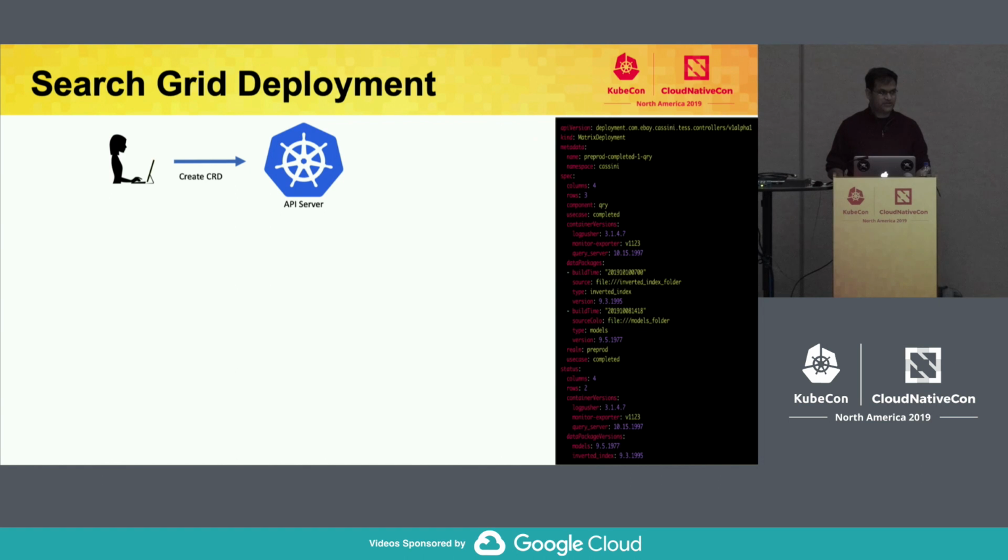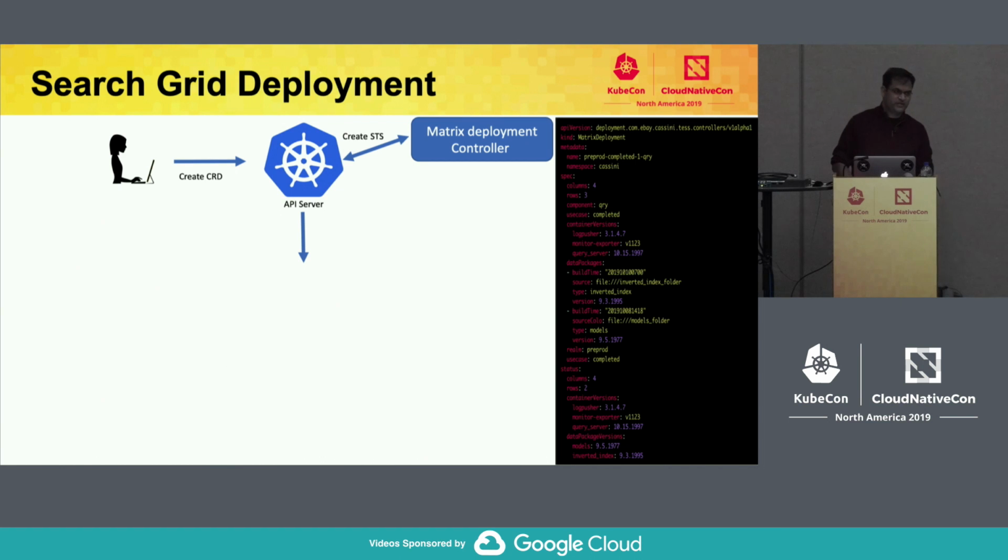This spec also has additional information like the container versions which need to be deployed, and also the data packages that need to go as part of the pod. We also track the status of this deployment grid. So once the CRD instance is created, the controller kicks in and starts creating the stateful sets.